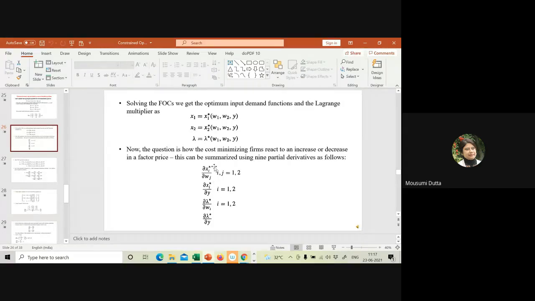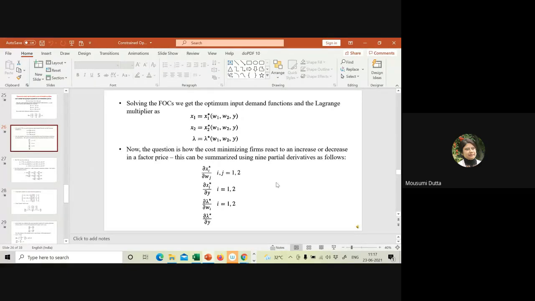Del x1 star by del w1 and del x2 star by del w2 will be the slopes of the factor demand curves, whereas del x1 star by del w2 or del x2 star by del w1 will give us the cross effects. And we can also find out del xi star by del y, how the input demand changes with respect to change in output.